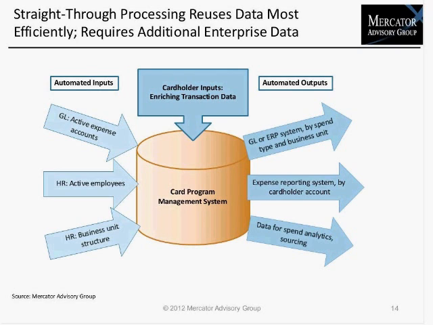So the automated inputs and automated outputs is what we mean when we say straight-through processing. And although it requires the ability to capture some additional data above and beyond the transaction data that is presented by the card processing system, it makes it hugely more powerful in terms of what you can then do with it.